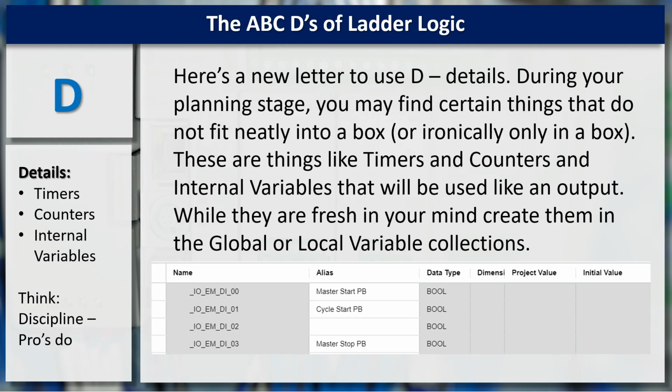During your planning stage, you may find certain things that do not fit neatly into a box, or more ironically, are only in a box. These are things like timers and counters and internal variables that will be used like an output. While they're fresh in your mind, create them in the global or local variable collection. It's easier to do it now while it's in front of you, as opposed to later wondering, what is that DI00 thing again?